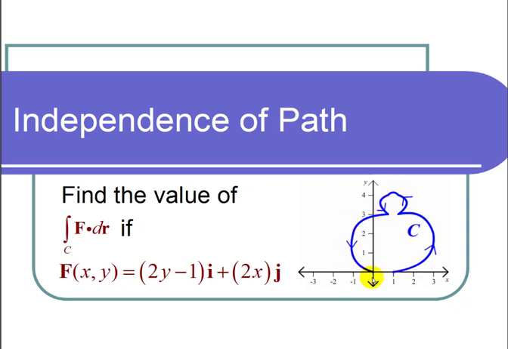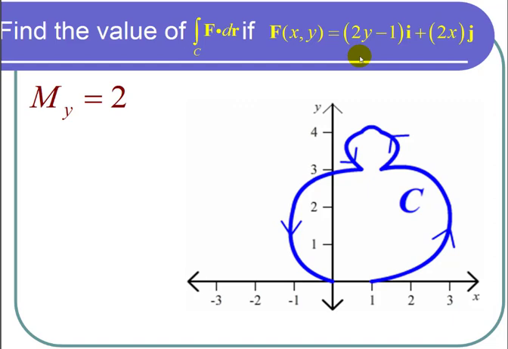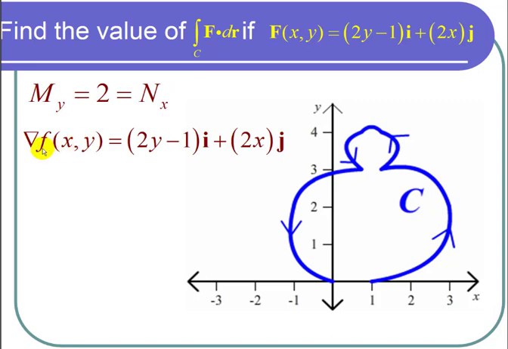Because of that, let's hope that this vector field is conservative. So I first take M sub y, which is the partial derivative with respect to y of 2y minus 1, and that's equal to 2. Then I take N sub x, which is the partial derivative with respect to x of 2x, and that is also equal to 2. So since M sub y is equal to N sub x, I can say that F is a conservative vector field, which means that there is a function lowercase f such that its gradient is equal to the vector field capital F.